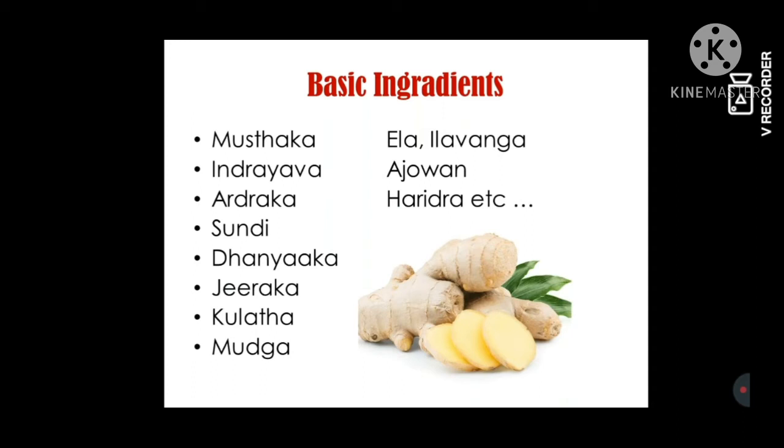If the patient needs amabhajana, you can use mustaka. If the patient needs deepana, then you may take ardraka or shunti. If pitta shamana is needed, you may take dhanyaka. Sama pitta shamana, dhanyaka. Anulomana, jiraka. Ushnavirya, kulattha. Like that, we may process the proper food items with these medicines initially.